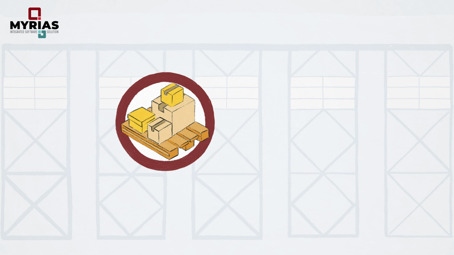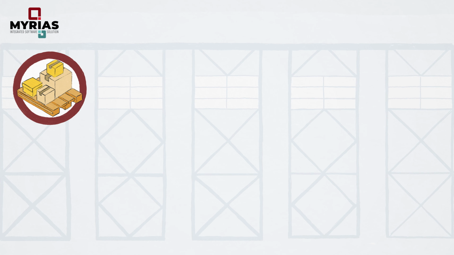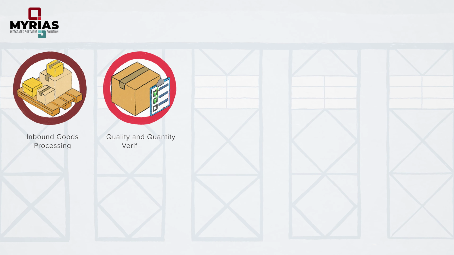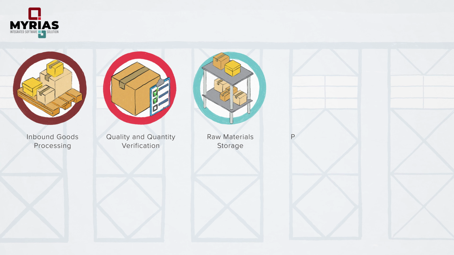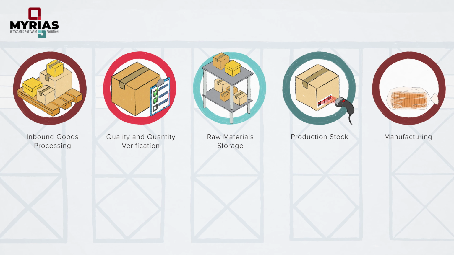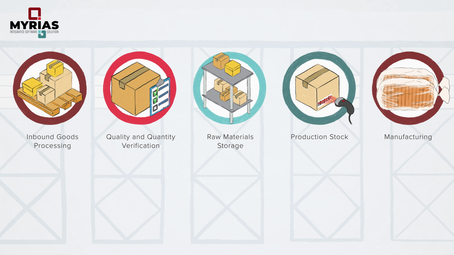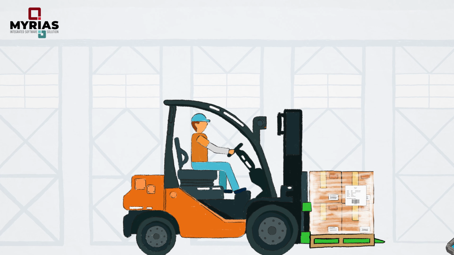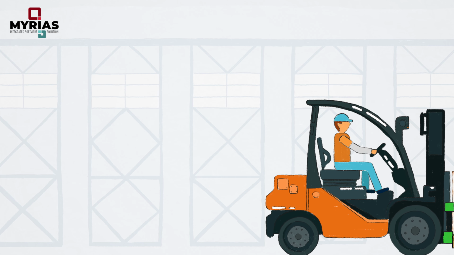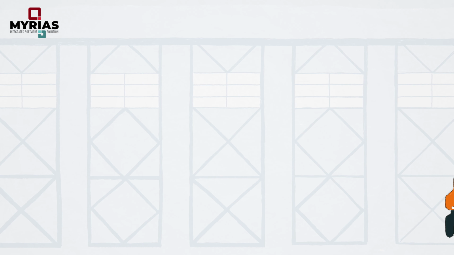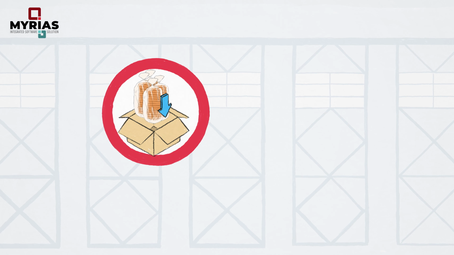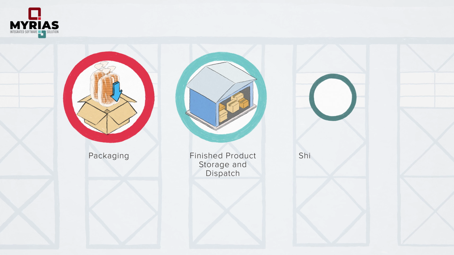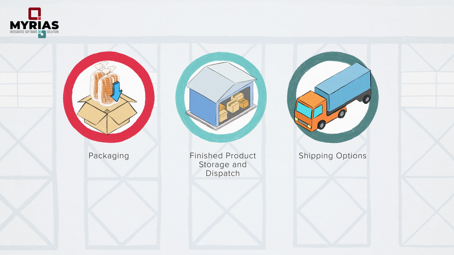Incoming material traceability modules include options for inbound goods processing, quality and quantity verification, raw material storage, production stock, and manufacturing. Myrias also provides post-production product traceability to help simplify any potential recall processing. Outgoing product modules include packaging, finished product storage and dispatch, or shipping options.